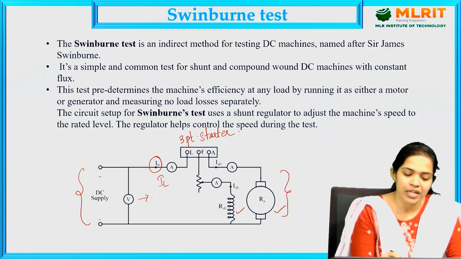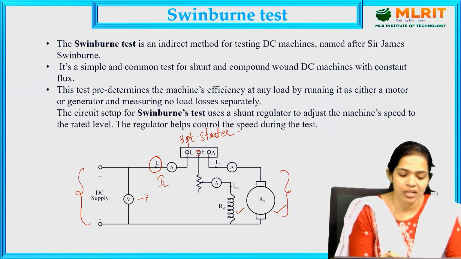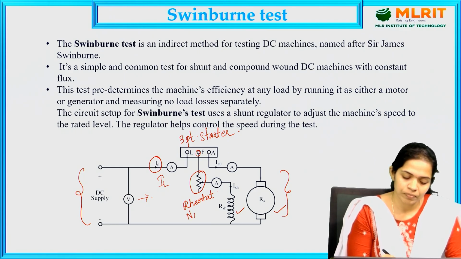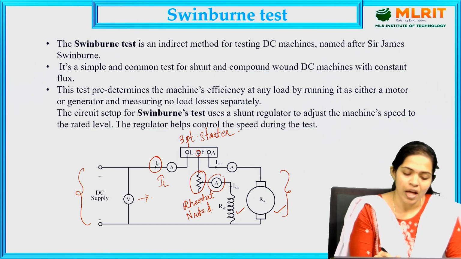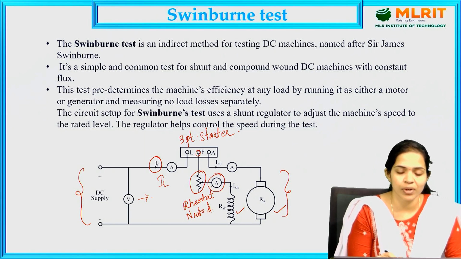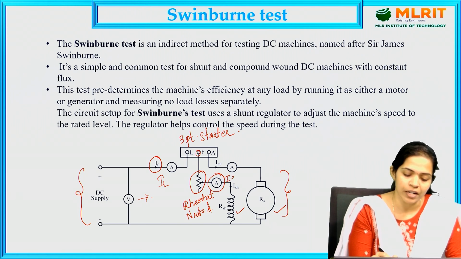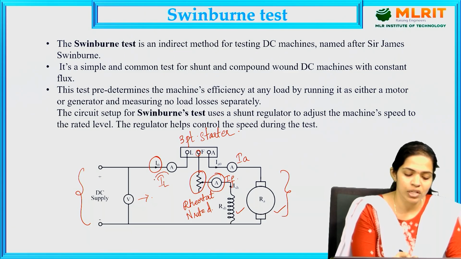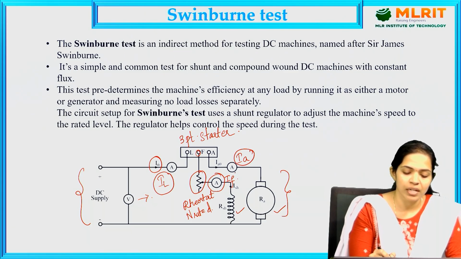We know that the field terminal of the 3-point starter is attached to a regulator or a rheostat. This rheostat is used to bring the rotating part, that is nothing but the armature, to the rated speed condition. We are also attaching an ammeter connected in series with the field winding such that it records the field current. And the ammeter which is connected in series with the armature records the armature current. So we have 3 currents here: line current, armature current and field current.